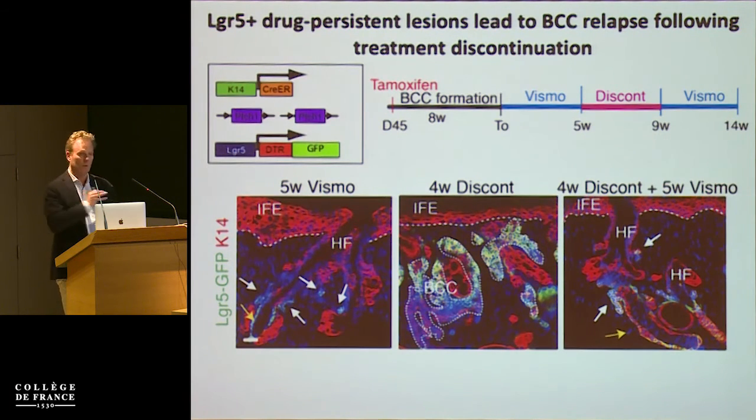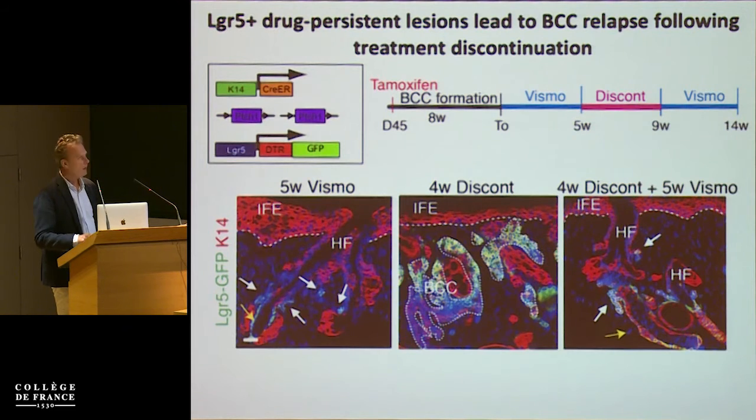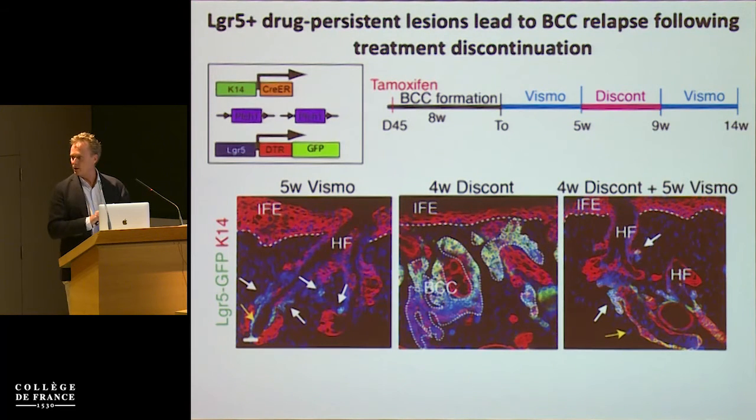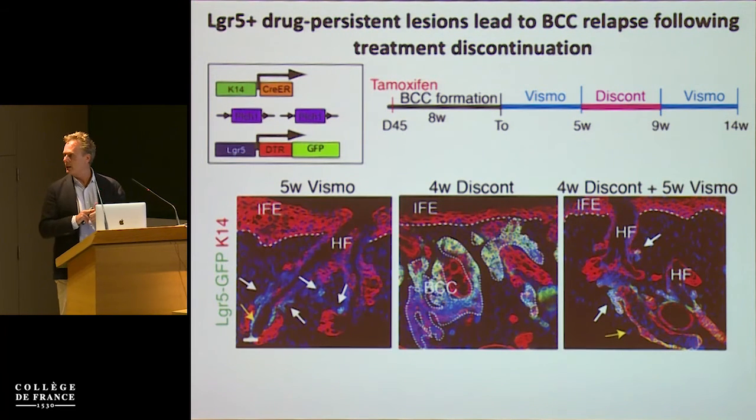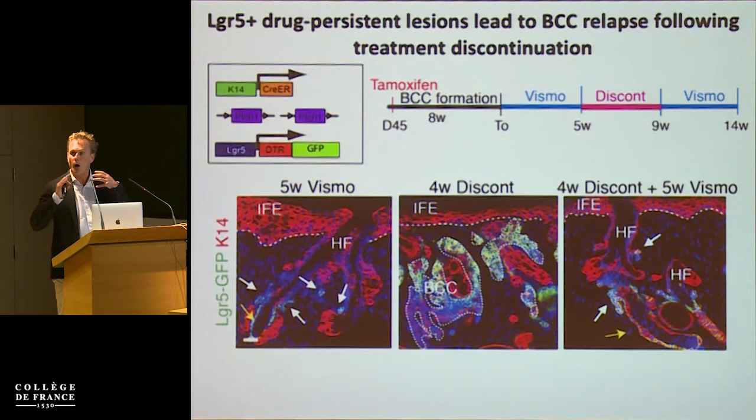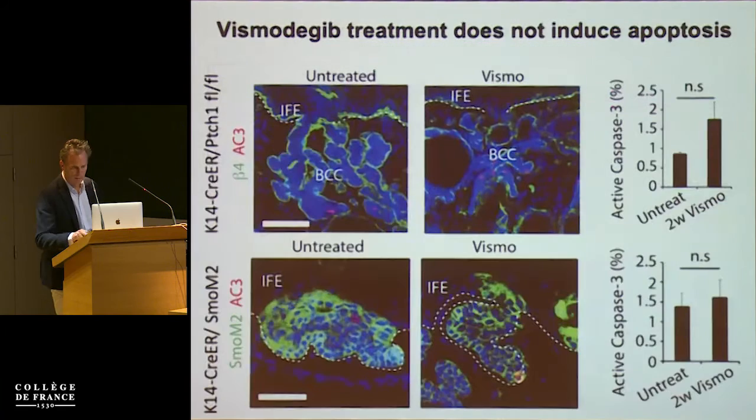And if there was a mutation, they would keep growing despite the administration of the treatment. So there were two questions at this stage. First of all, the mechanism of vismodegib, how it induced tumor regression, was not known. And secondly, what are the mechanisms that mediate the persistence of this lesion and the relapse of the therapy?